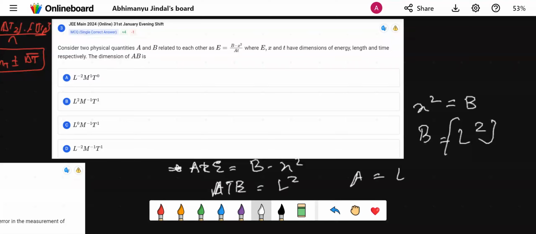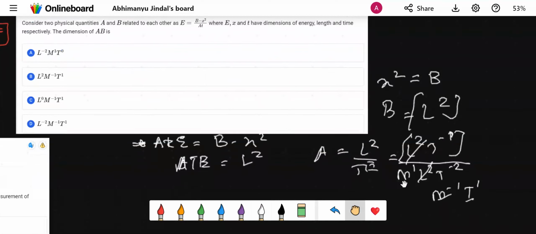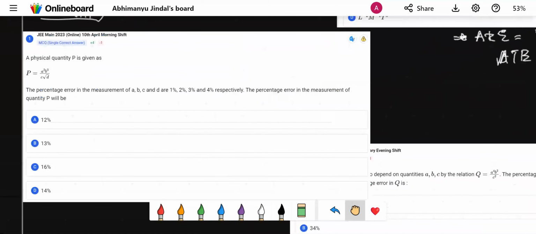So A is length square by time into E, L square T minus 1, and energy equals work done equals force into displacement, which is M1 L2 T minus 2. So L2 is gone. T minus 2 becomes M minus 1 T1. So M minus 1 T1 into L2. So it becomes L2 M minus 1 T1. So B is the right answer. Okay, let's move on to this one.